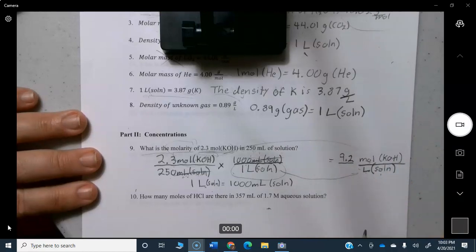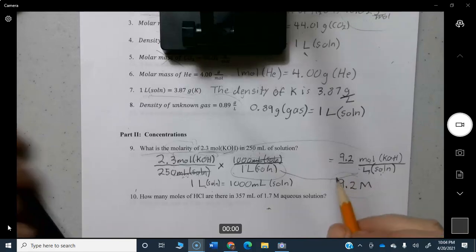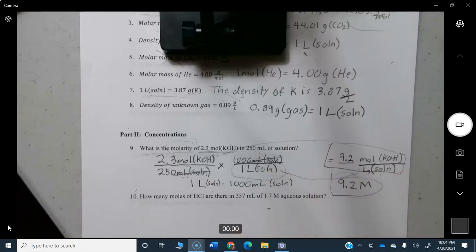And the way you should really write that is, that's molarity, so it's 9.2 with a capital M after that. You don't have to write KOH or solution or anything, it's just capital M. And that's said to be molar. That's the way you read that, 9.2 molar. It means it's the molarity of the solution, 9.2 molar. Okay, so this is good. This is also a good answer right there.